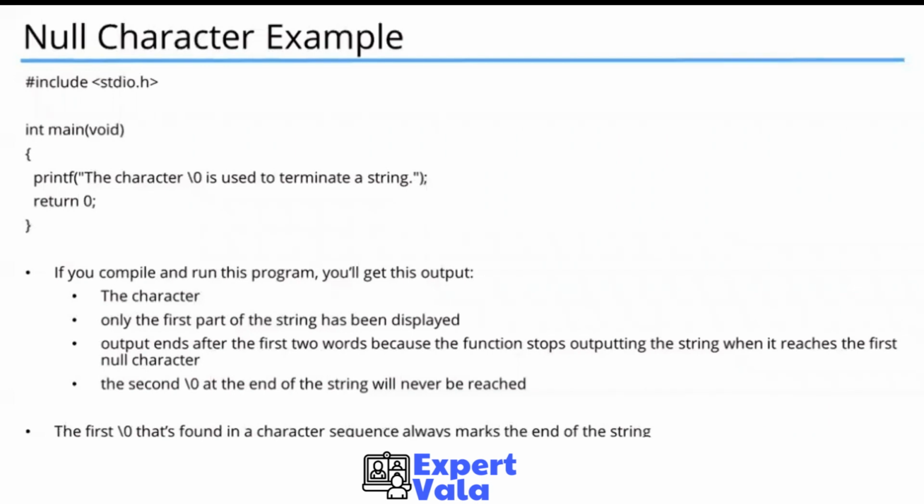So even though you don't see a backslash 0 here right before the ending double quote, right after the string, there is still one there, but it never gets reached. There is an implicit null terminator at the end of the string in the printf, so it knows where to end, and if you add another one, it's only going to display up to that first one. So the first null terminator that's found in the character series always marks the end of the string.